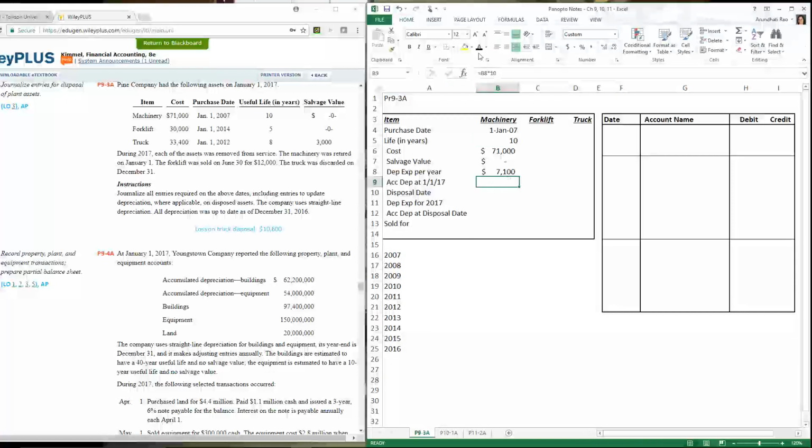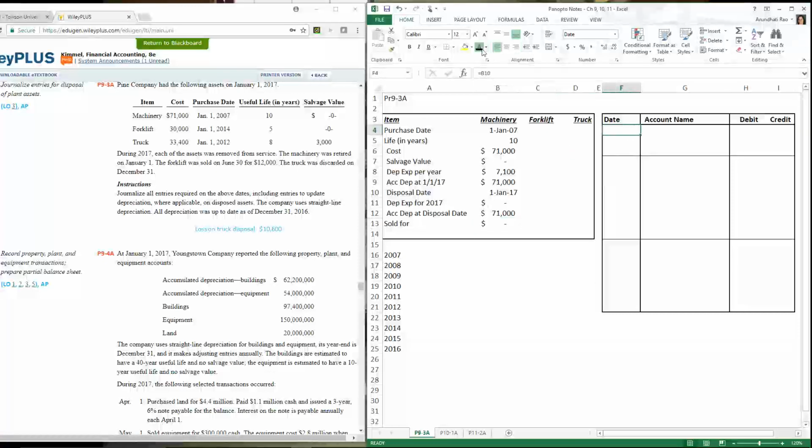So my accumulated depreciation is 71,000. The full amount has been depreciated. Date of disposal, on the first day of the year I'm disposing the asset. Do I need to depreciate the asset in 2017? The answer is no. The asset is fully depreciated. So at the time of disposal, I already have full depreciation. I'm just retiring the asset. The disposal method is retiring, which means I didn't sell it. There's no money I got at this point of time.